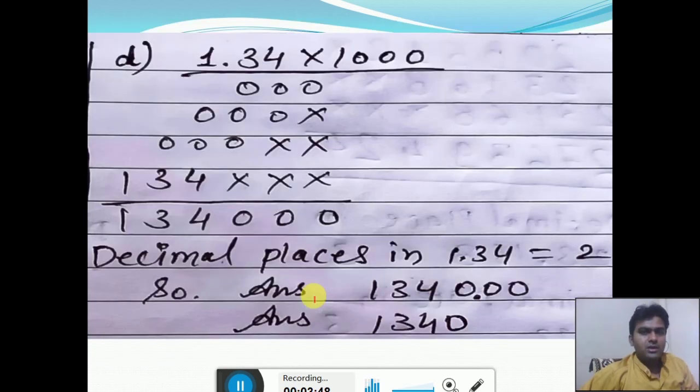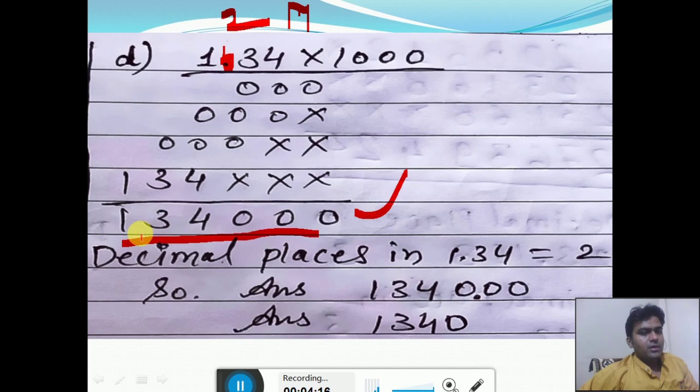I hope you understood. You can solve by simple multiplication. So forget this decimal point first. Forget it. Now multiply 134 into 1000. So you will get 134 and 000. This is the second method to solve. So you get 134000 after multiplying 1000 into 1.34.